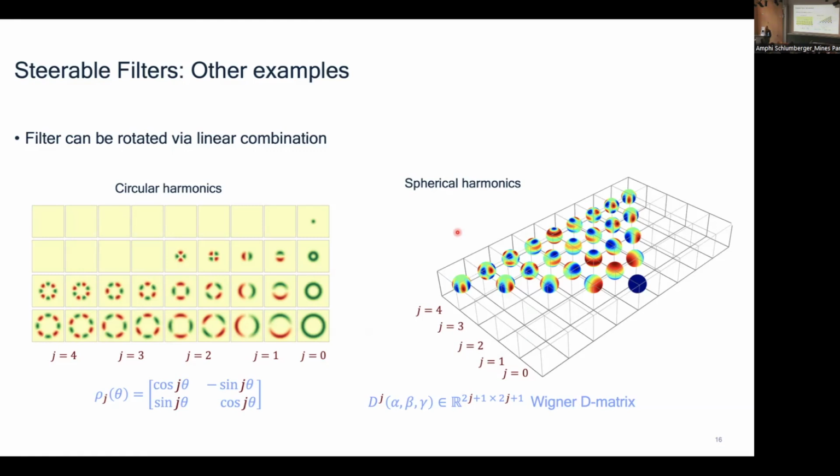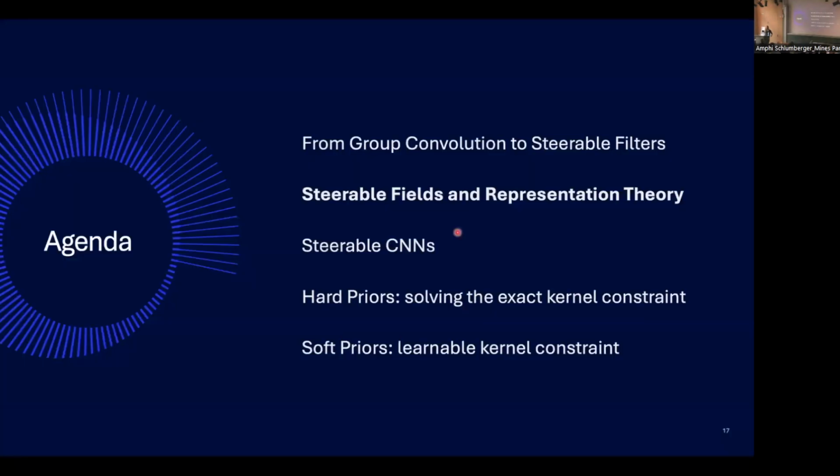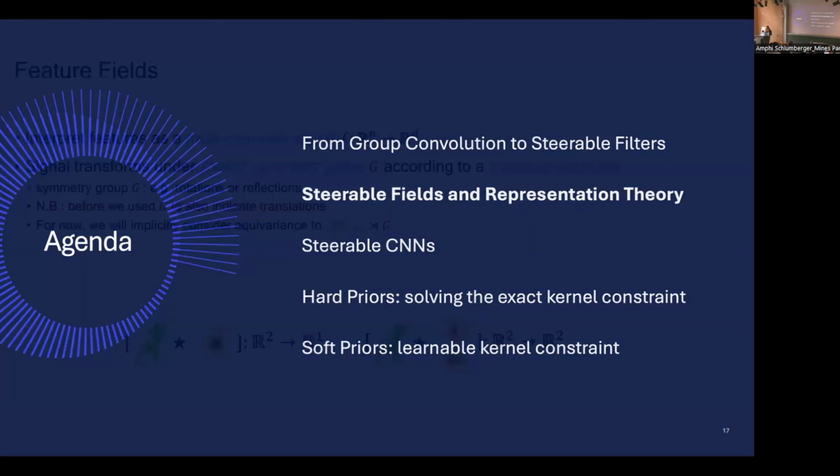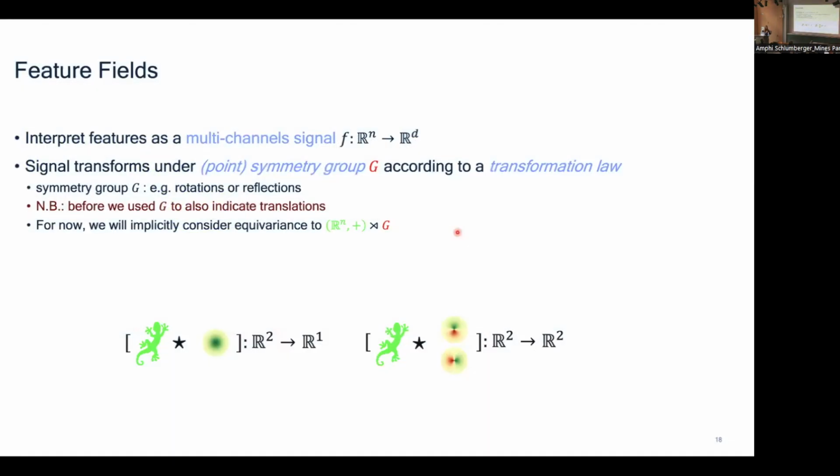It's sufficient. All right, so that's the very quick introduction to group convolution and steerable filters. Let's now move towards steerable CNNs. And to do that, we need to change a little bit how we think about features in a neural network. That is, rather than thinking about features as multidimensional tensors, I want to interpret them as kind of continuous signals which associate to each spatial location, so to each pixel, a d-dimensional feature vector.